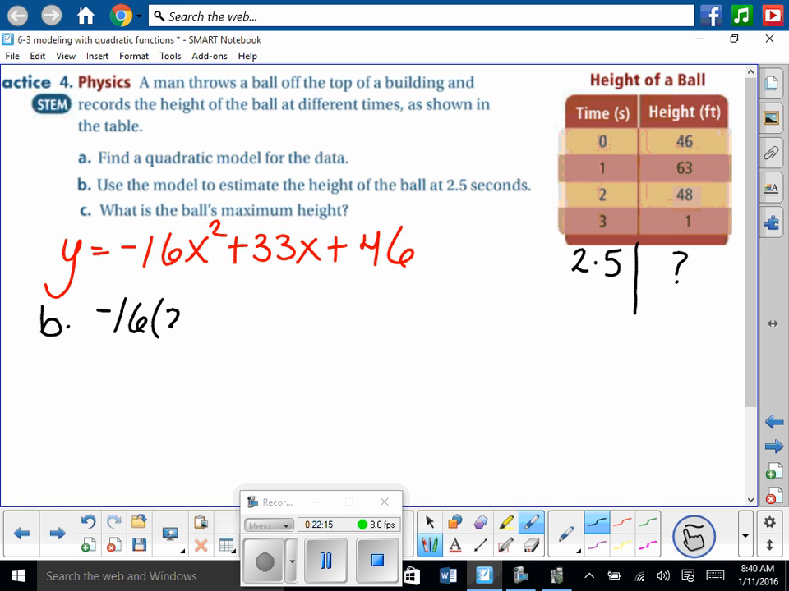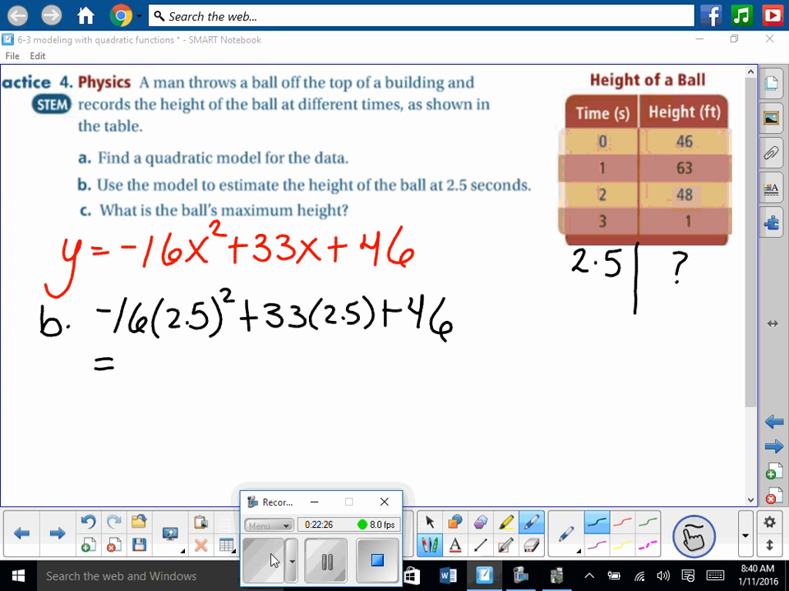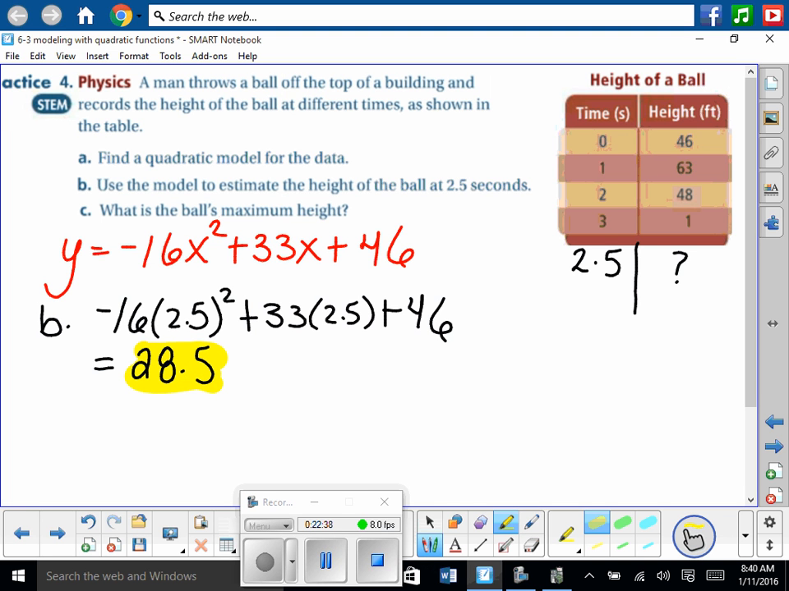Negative 16 times 2.5 squared plus 33 times 2.5, using parentheses, plus 46. Type it into your calculator as such, and what is the height? 28.5? Is that what you got? So it's at 28.5 feet. I don't have my calculator to check it, but if multiple people got that, then we're probably good. So now we'll do C.